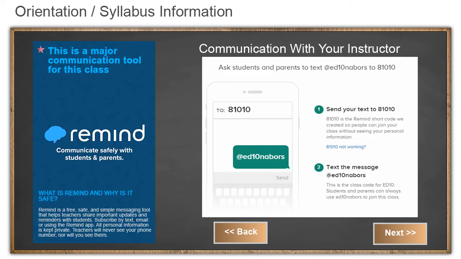Now, we're going to talk about Remind. I mentioned it earlier, but on your cell phone, you see that little white cell phone on the screen there. It says 81010. If you text that number, that's who you put in the To box, and then in the subject you put @ED10Nabors and send it. What you'll get is you'll be added to my contact list for this tool. You can also go to Remind and download it from the Apple Store and the Google Play Store. You can also sign up with email.